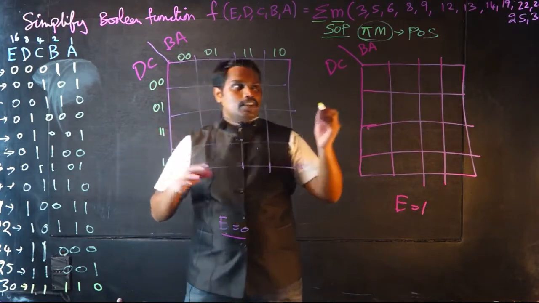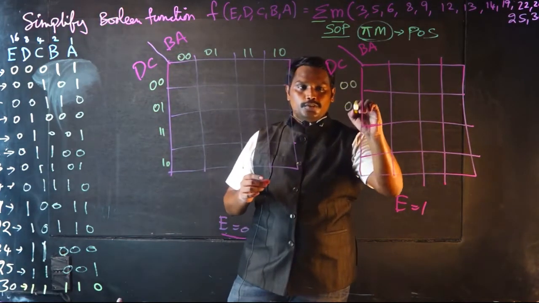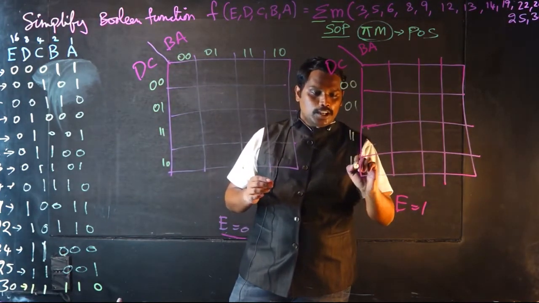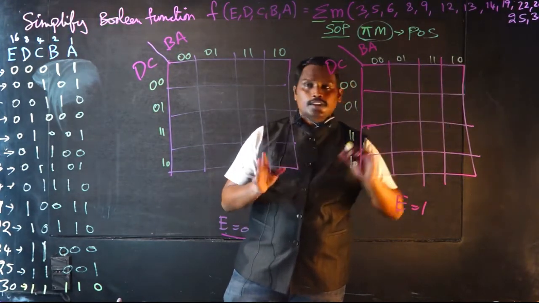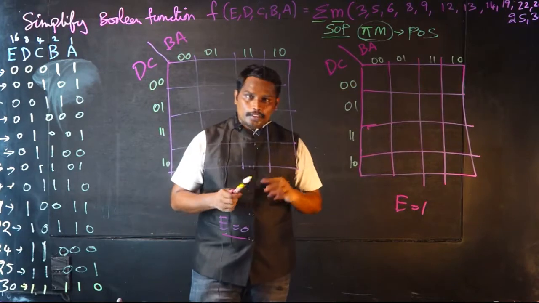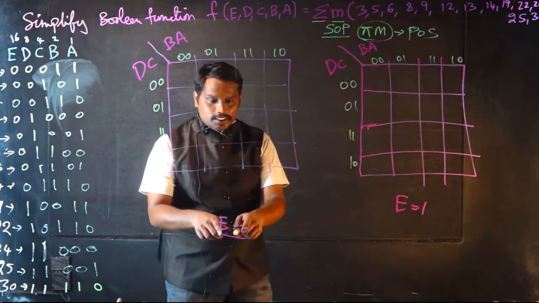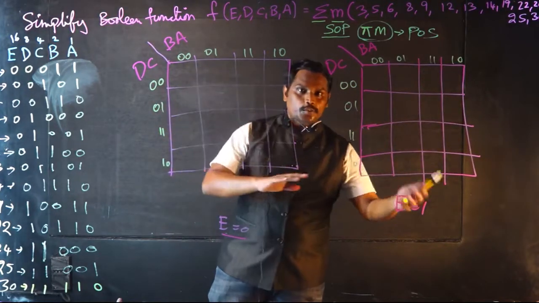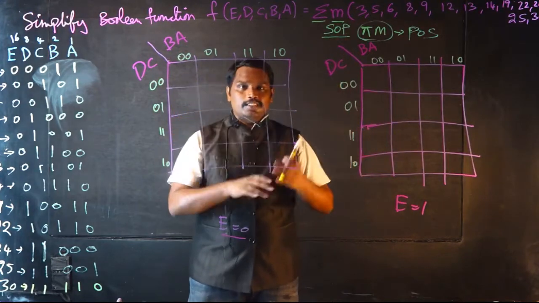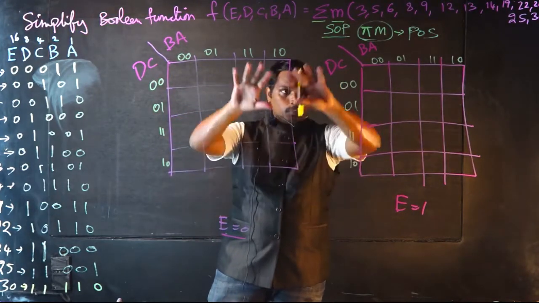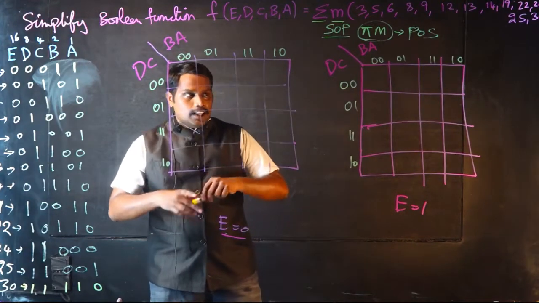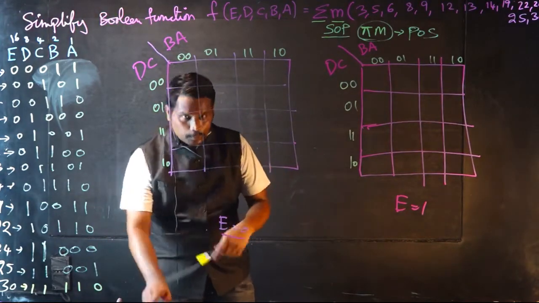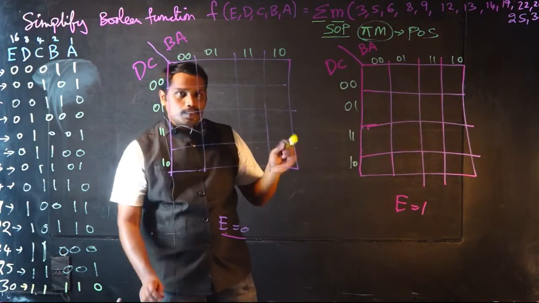In the same way, you construct here 0 0, 0 1, 1 1, and 1 0. Now I have plotted the 5 variable Karnaugh map with E equal to 0 as the first phase and E equal to 1 as the second phase, followed by the 4 variables. This is how you are going to construct the Karnaugh map. So this total picture is a 5 variable Karnaugh map.